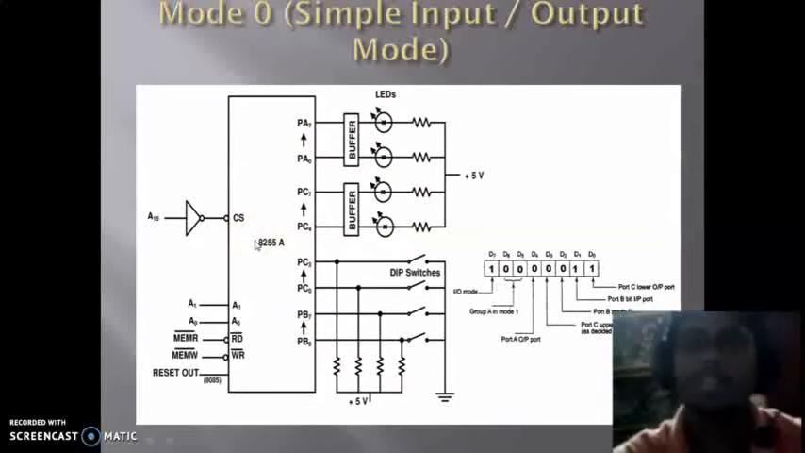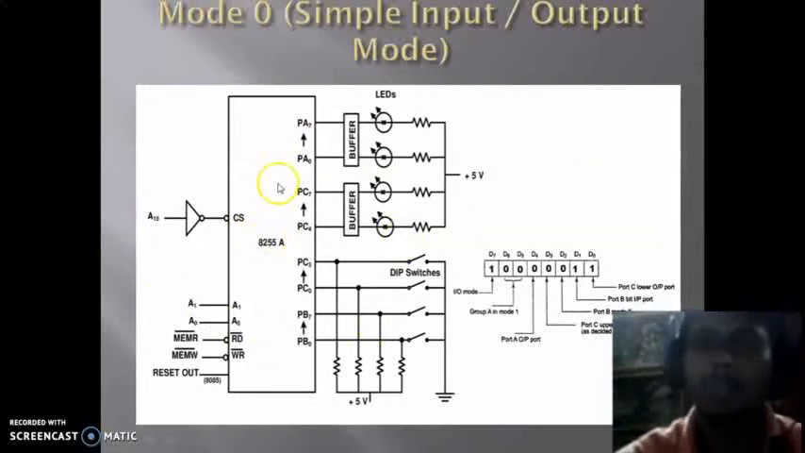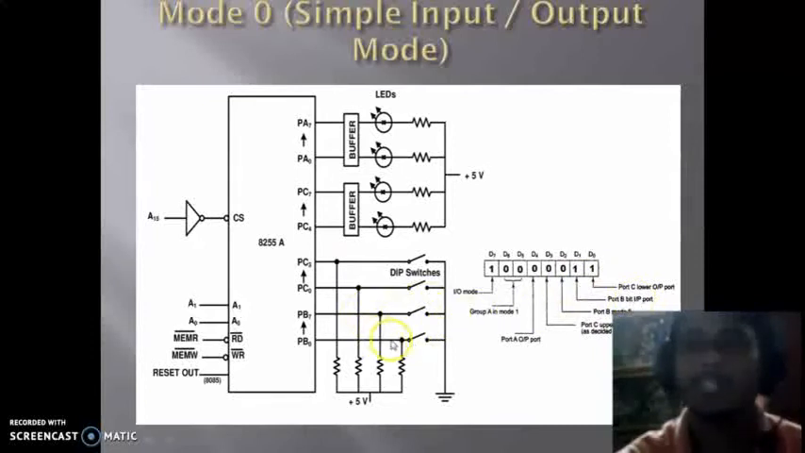So now first we will try to create the control word. Here D0 provides us the status of port C lower. It is used as input because the DIP switches are connected here, so that's why we have to write 1 here. And D1 provides the status of port B, whether it is used as input or output. Here port B is used as input because the DIP switches are connected, so that will be equal to 1. And D2 provides the mode selection of port B. Here the mode is mode 0, so that will be equal to 0.